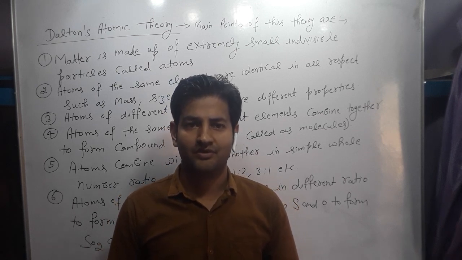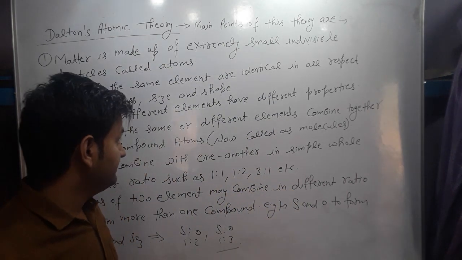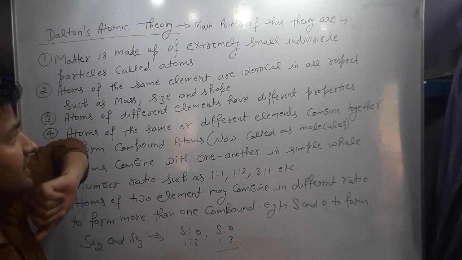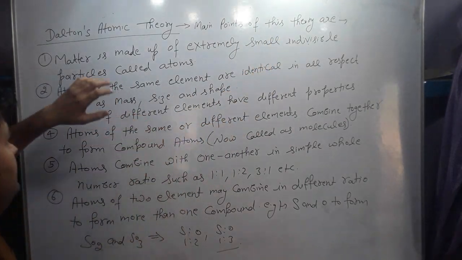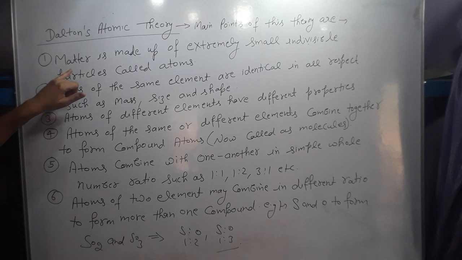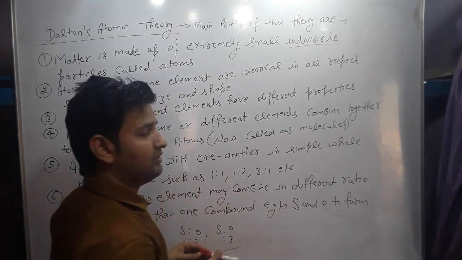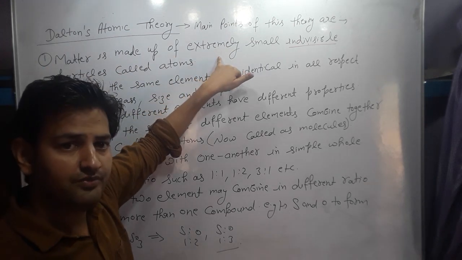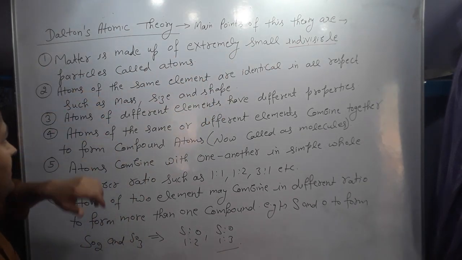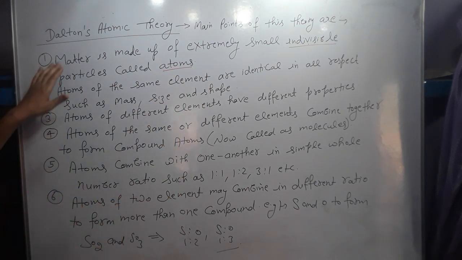So our next topic in the first unit, some basic concepts of chemistry, is Dalton's atomic theory. Dalton gave us the theory about the atom and gave some points about this theory. The first point of Dalton's atomic theory is that matter is made up of extremely small indivisible particles. The main point here is indivisible. These indivisible particles are called atoms. This is according to Dalton's atomic theory.